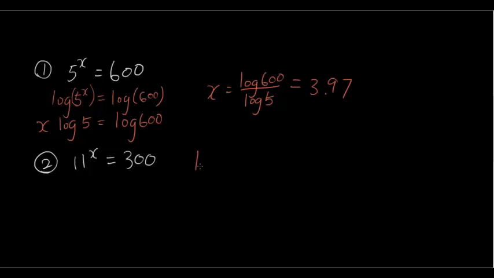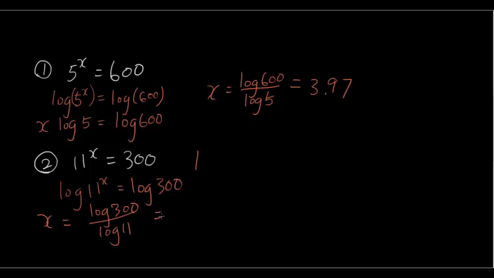And then the same thing happening here. So log both sides. Log 11 to the power of x equals log 300. X equals log 300 over log 11. Actually, I jumped a step here. I really should write x log 11 equals log 300.